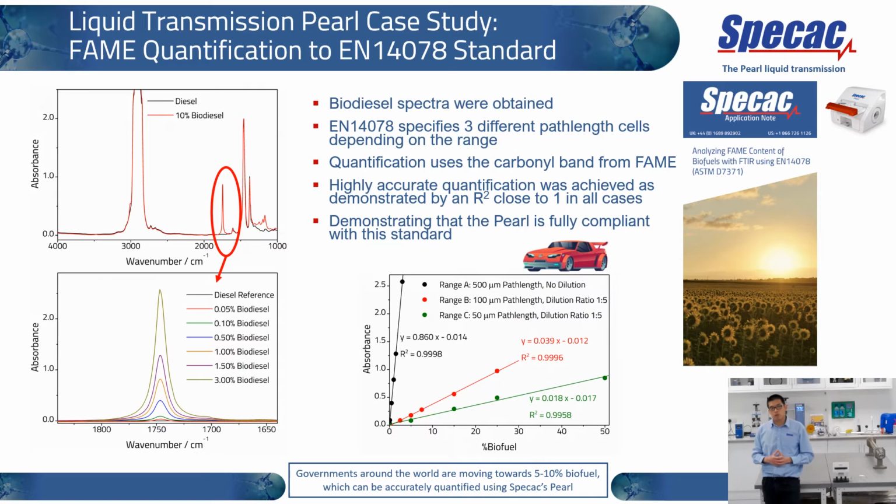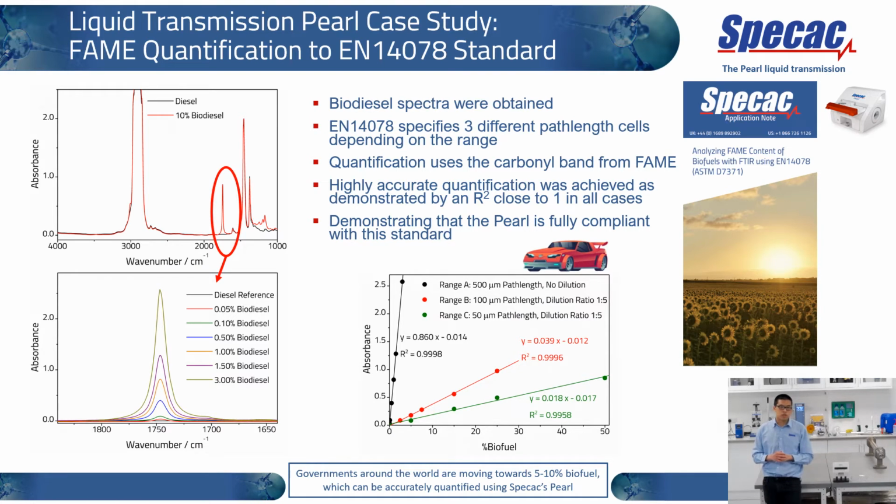As some of you might already be aware, there is a climate emergency where governments are looking at green alternatives, including biodiesel. But actually, you can't use pure biodiesel because you would risk damaging your car engine. So you need to dilute it to different percentages of biofuel before using the biodiesel. And so this standard looks at the carbonyl peak at 3 different path lengths as mentioned before.